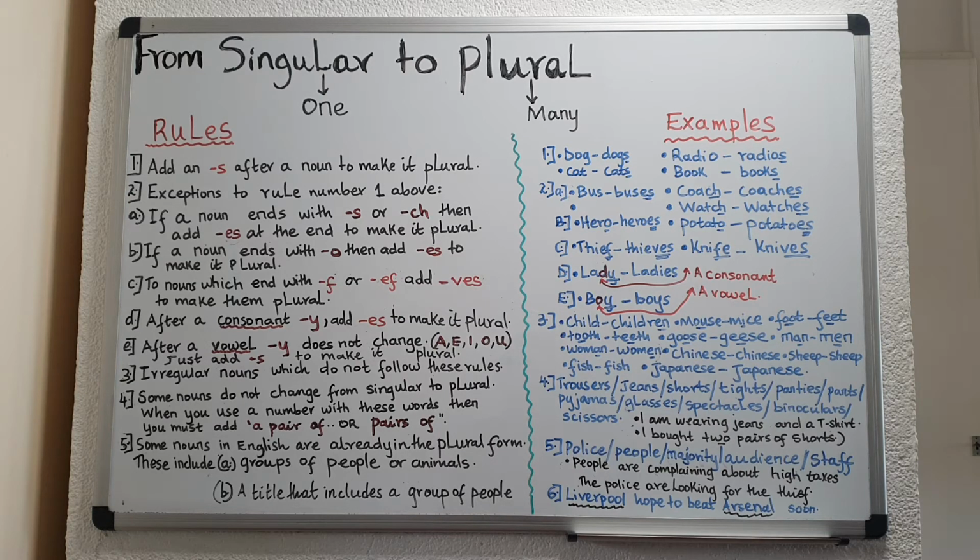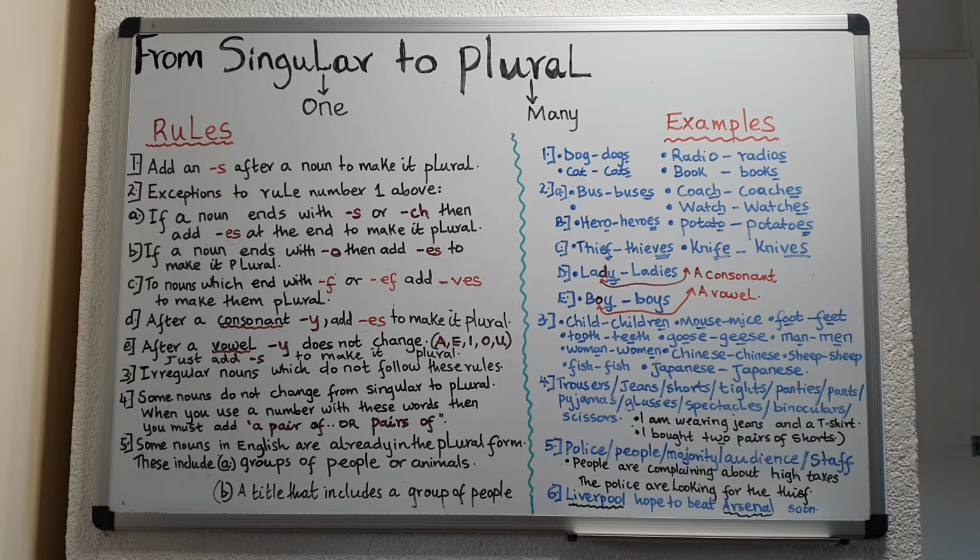Let us move on to rule number 2C. To nouns which end with F or EF. So, if a noun ends with F or EF, then you add VES to make it plural. How do you do that? Let's look at example 2C.